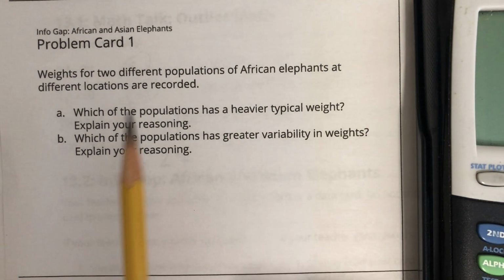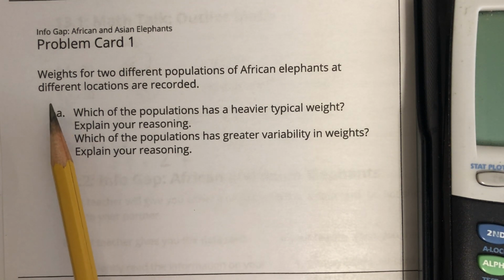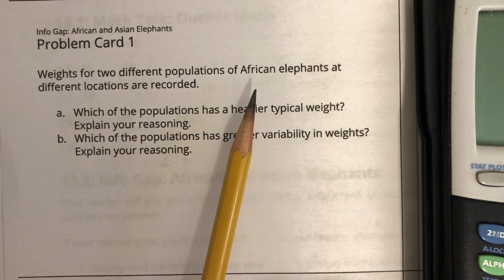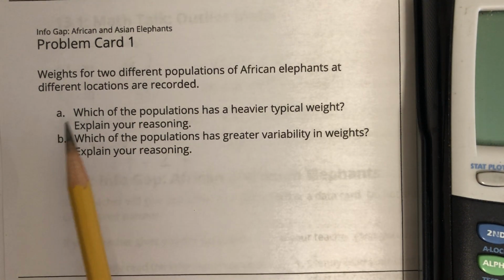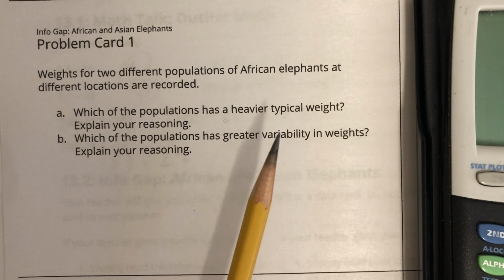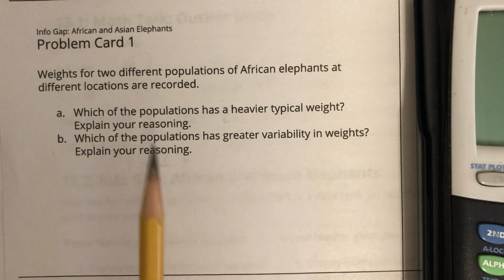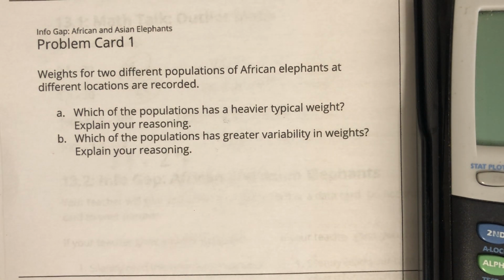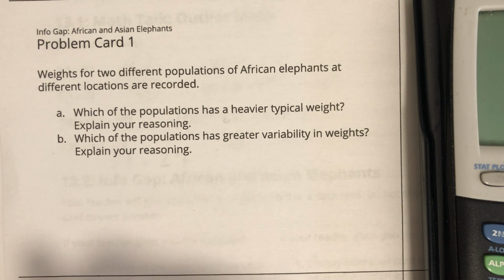So the student with the problem card has a couple questions for them. In this case, they tell us that weights for two different populations of African elephants at different locations are recorded. A, which of the populations has a heavier typical weight? Explain your reasoning. B, which of the populations has greater variability in weights? Explain your reasoning. So what we want to do here is design questions that we could ask someone if we wanted to answer these questions.